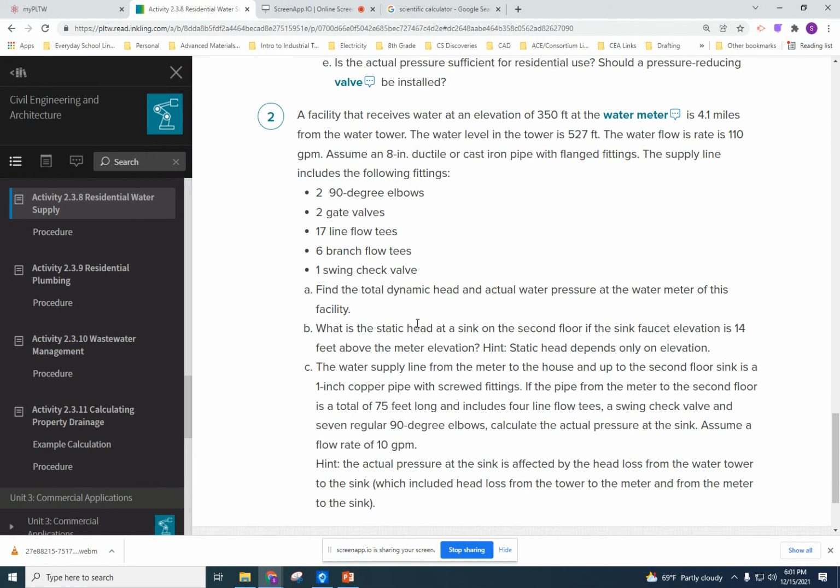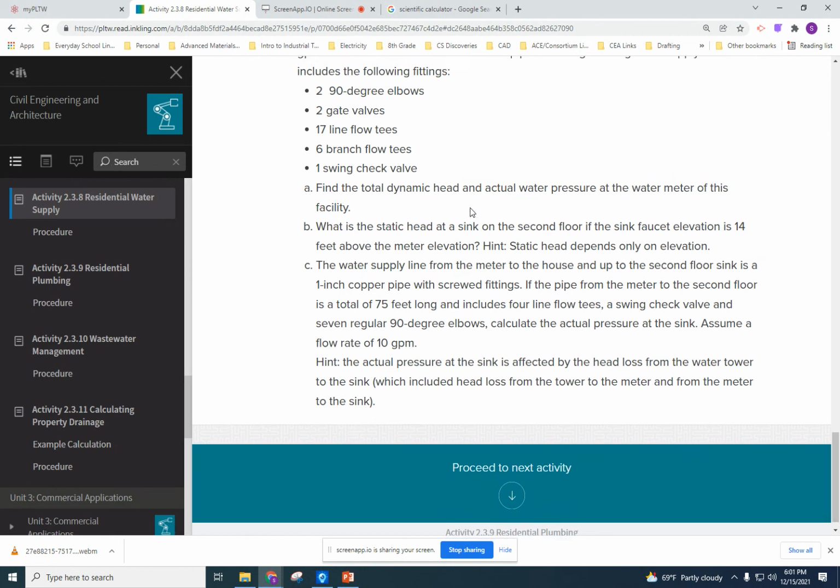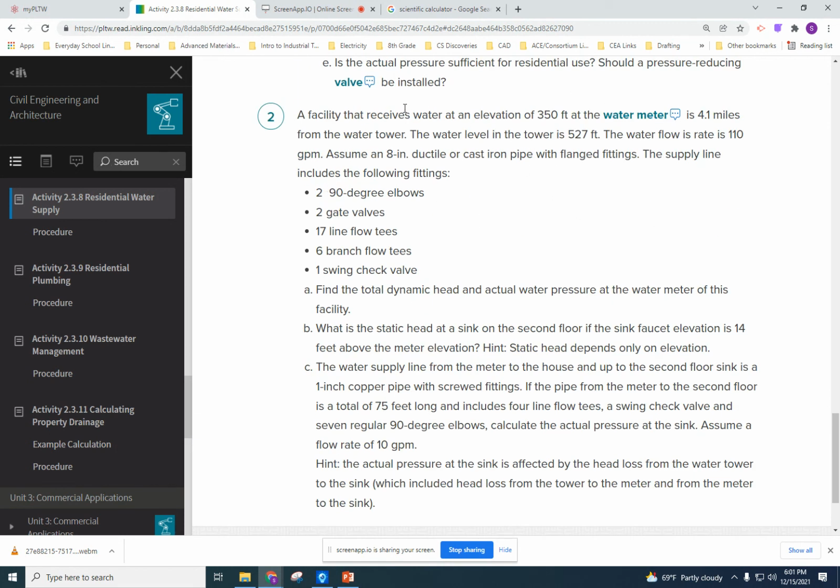So what you're going to do next is you're going to go back to here, and they just have you do another scenario. It's done exactly the same way. The only difference is they give you a few more of these fittings that you got to look up on that chart and give equivalents to and add in. But that's really the only difference. Everything else on here is pretty much the same thing. So I want you to go through and finish that and do that.